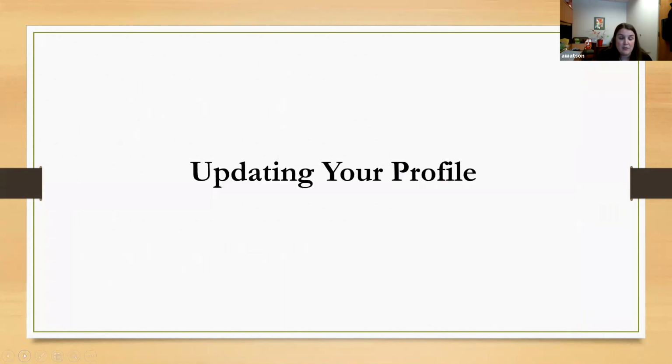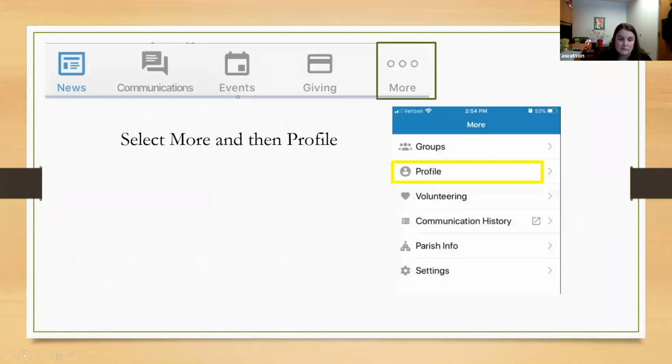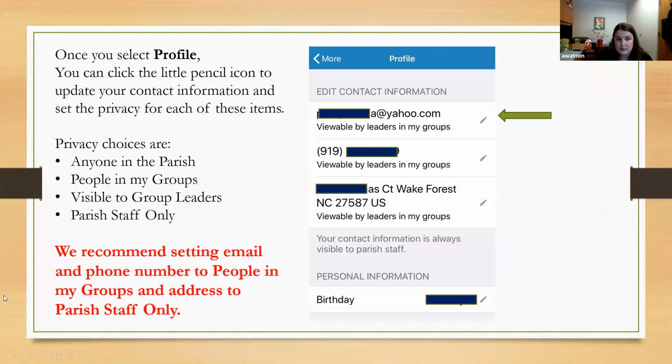To update your profile, you'll select more and then profile. And then you will see next to each piece of information a little pencil icon, and you can update the contact information as well as the privacy settings for each of these items.